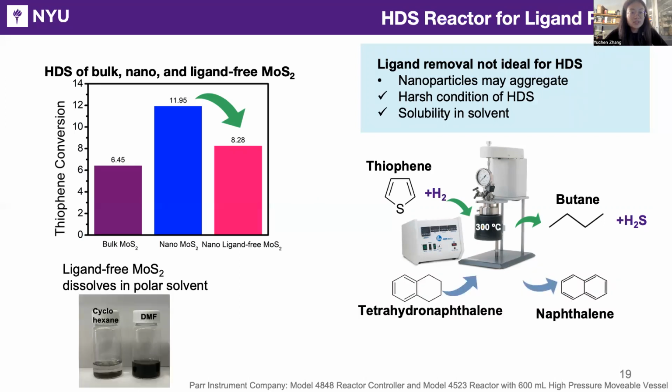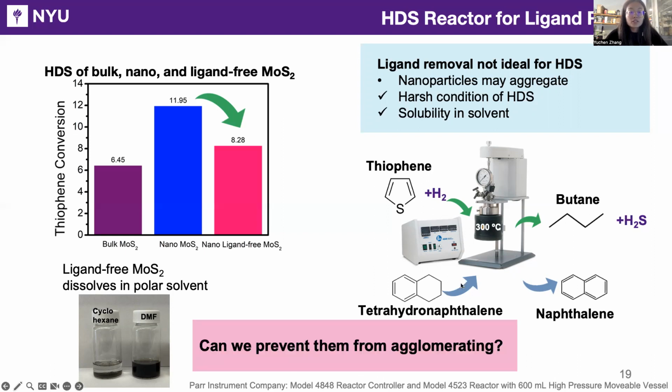And the second reason is that our ligand-free samples dissolve now in polar solvent, and they tend to agglomerate and aggregate in the organic solvents of the reactor. So the question now becomes, if we can't change the solvent of the reactor, or we can't change the harsh condition of HDS, can we prevent them from aggregating?